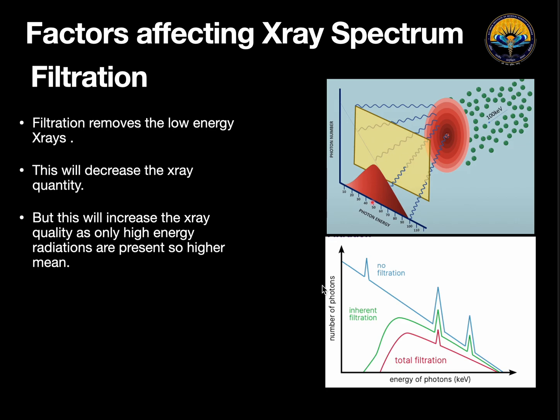Whereas what about the quality? Quality depends on the ability of penetration, on how good the photon energies or the mean are. Now if we have decreased the photon number, ultimately we have a higher proportion of high energy photons, and we have removed all the low energy photons, so our mean will shift. Previously we had a lot of low energy photons keeping our mean somewhere here, but now we don't have those, so our mean will come somewhere here. Our mean energy will increase, so our quality will increase. So ultimately filtration decreases the quantity and increases the quality.